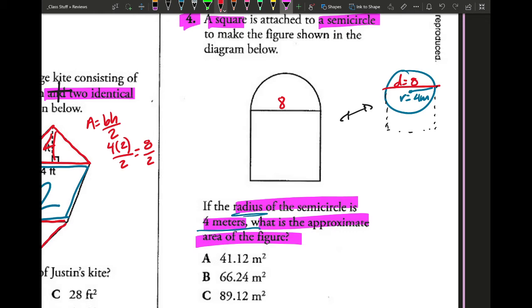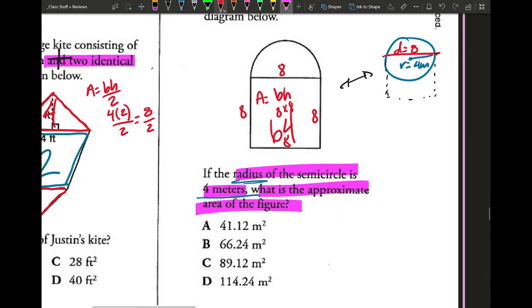Now, if it's a square, what are the other sides for the square? If one of the sides of the square is 8, what are the other sides? 8. This is also 8, 8, 8. So for the square, it's very simple. Area of the square is base times height, which is 8 times 8, which is 64, right? That's for the square.